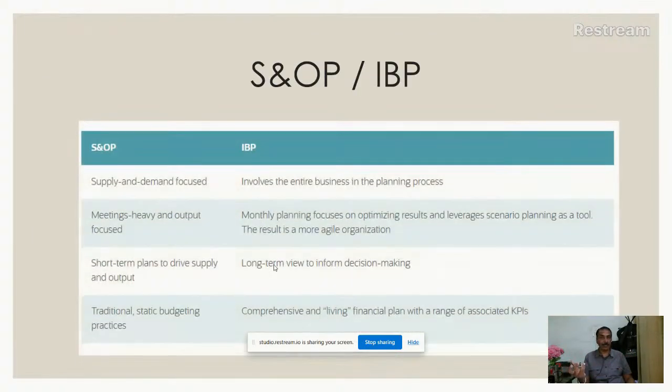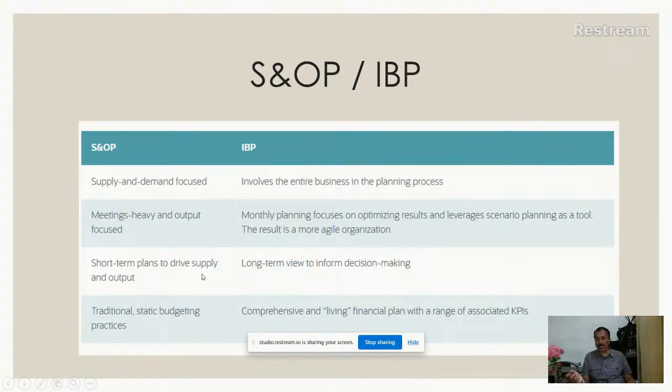Okay, there are some clear differences between S&OP and IBP, as we have seen earlier. IBP is much larger, whereas S&OP was focusing only on two specific areas. As you can see, the first point is S&OP is supply and demand focused, whereas IBP involves the entire business. So finance, product development, and other functions are also integrated. And S&OP meetings are output focused, whereas IBP is a monthly planning process focused on optimizing results and leverages scenario planning as a tool. The result is a more agile organization.